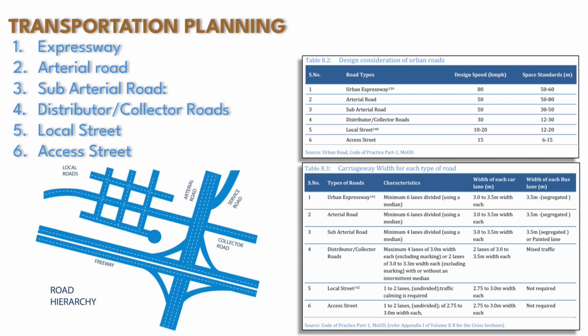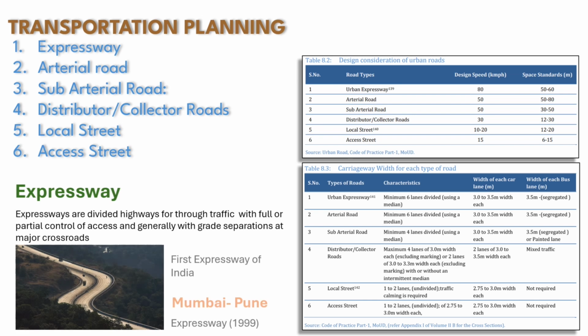So the highest hierarchy of urban road is expressway. These are highways with dividers with at least 6 lanes. It has a width of 50 to 60 meter and such roads are designed for at least 80 km per hour of speed. Expressways work as regional roads that can connect more than one city. In the image, you can see an example of expressway. This is Mumbai-Pune Expressway built in 1999.